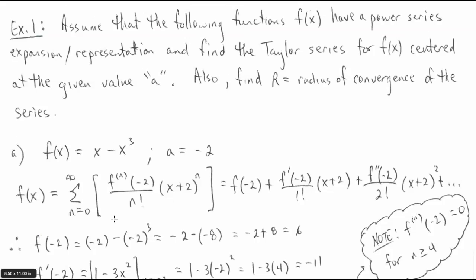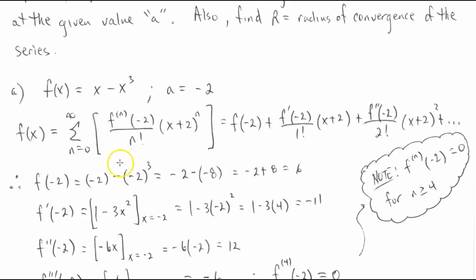For this first example, we assume that the following functions f of x will have a power series expansion or representation. And we want to find the Taylor series for that particular function centered at the given value of a. So we're going to have a couple of examples in example 1 here. For this first function, the function that we want to represent as a power series is x minus x cubed, and we want to center it about a equals -2.